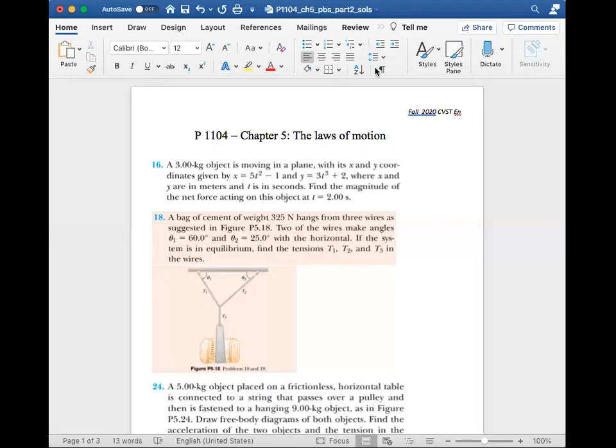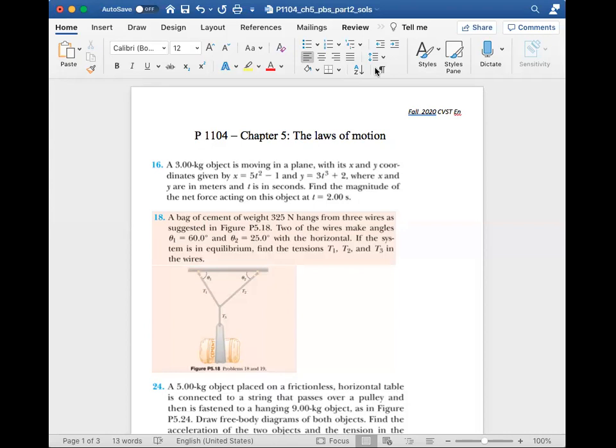Good morning, all. Today we will continue with solving problems in chapter 5. So I will start with this list of problems, and we are going to go through them one by one. So we'll start with problem 16.